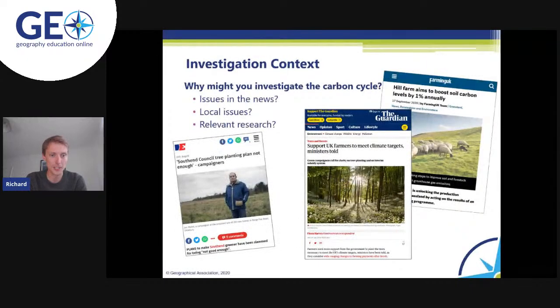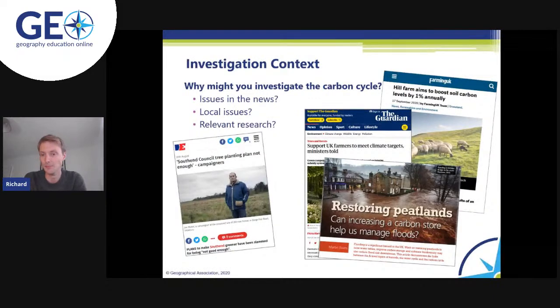This example here on the left, local campaigners saying that a council's plan for tree planting is not enough in terms of improving the environment and combating climate change. So that could be if you've got some local developments and things. I think this article talks about housing development and the tree planting that's going with it, and people complaining that it's not really doing enough to offset the building.